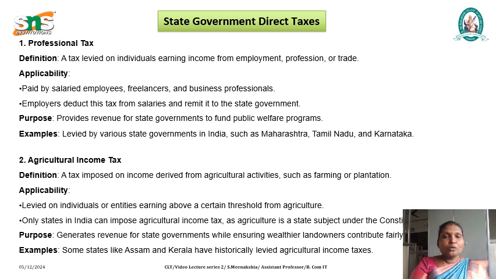Then we are moving to the direct taxes levied by the state government, the second category. The first one is professional tax, a tax levied on individuals earning income from employment, profession or trade. The main purpose is to provide revenue for the state government to fund public welfare programs. The second one is agriculture income tax. This tax is imposed on income derived from agricultural activities such as farming and plantation. The main purpose of this tax is to generate revenue for the state government while ensuring wealthier landlords or landowners contribute fairly to the state government.